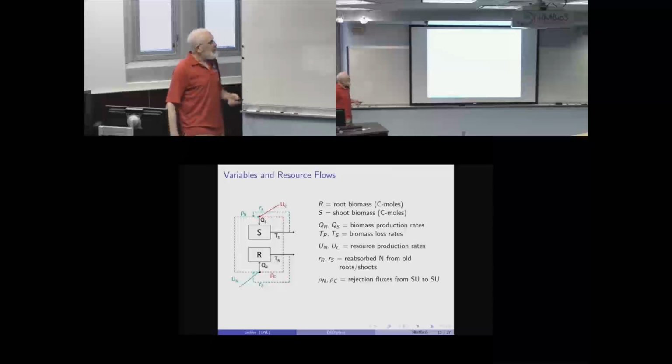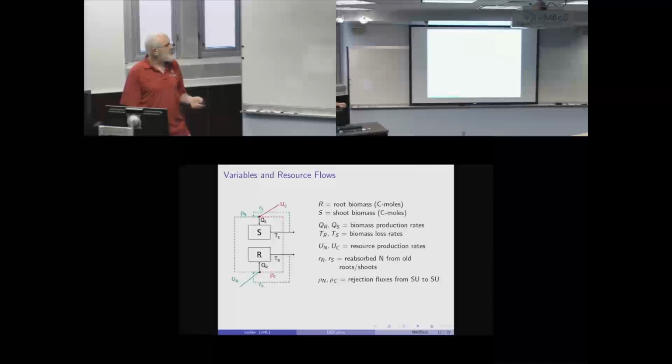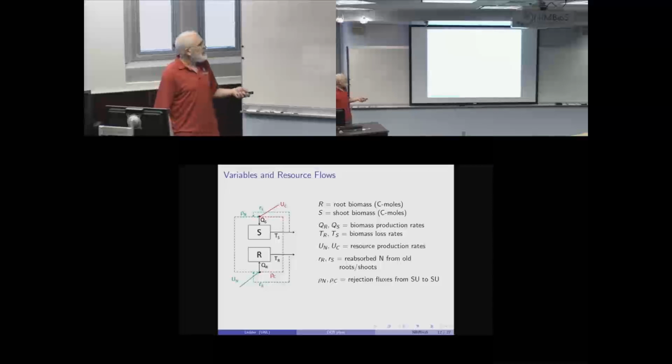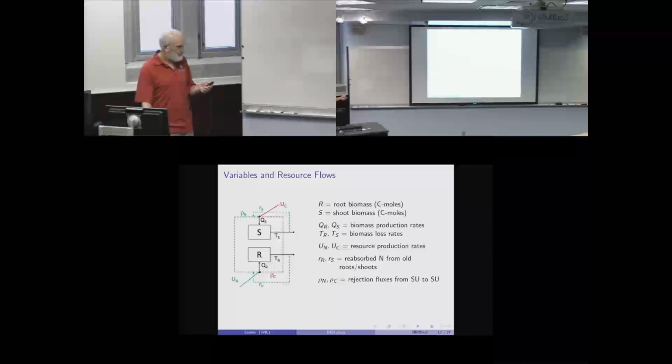Each synthesizing unit potentially has an excess of its locally produced resource. So here the root synthesizing unit could possibly have an excess of nitrogen, and that excess gets rejected and goes to the shoot synthesizing unit. Similarly, the carbon stream coming into the root is the same as the rejection flux coming out of the shoots.